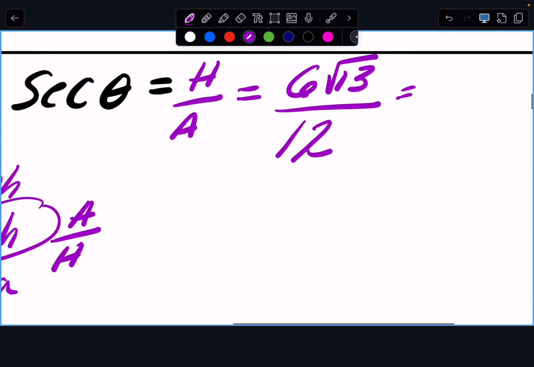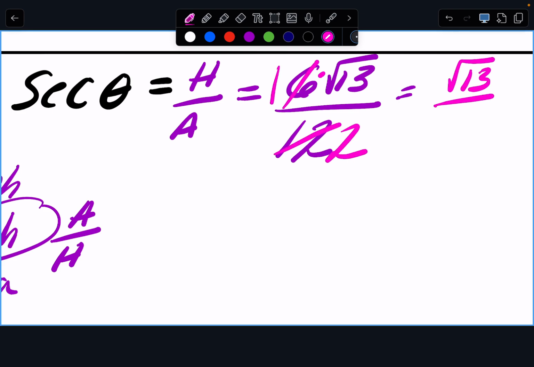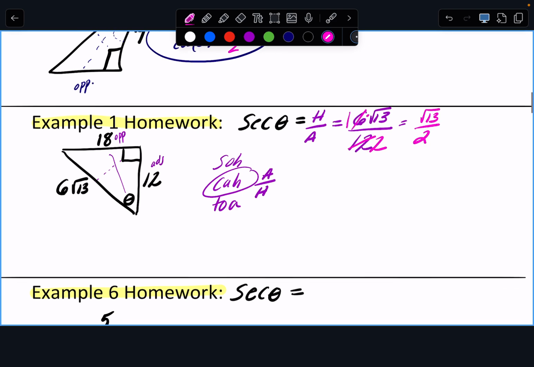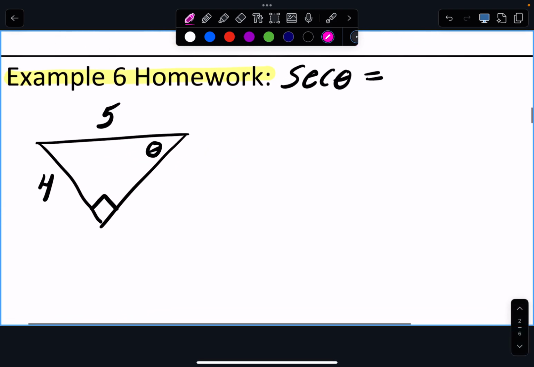Why can we divide out 6 and 12? Because it's across a multiplication sign, not an addition or subtraction sign. So this becomes 1/2. So root 13 over 2. Yes. Okay, if you're sure. Happy to answer any questions. Okay, so again, look at this one. This is homework problem number 6.